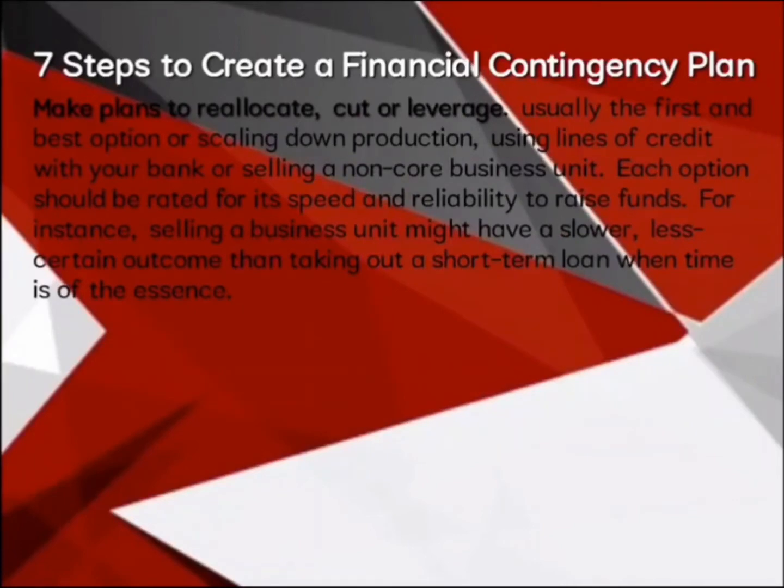Make plans to reallocate, cut, or leverage. Usually, the first and best options are scaling down production, using lines of credit with your bank, or selling off a non-core business unit. Each option should be rated for its speed and reliability to raise funds. For instance, selling a business unit might have a slower, less certain outcome than taking out a short-term loan when time is of the essence.